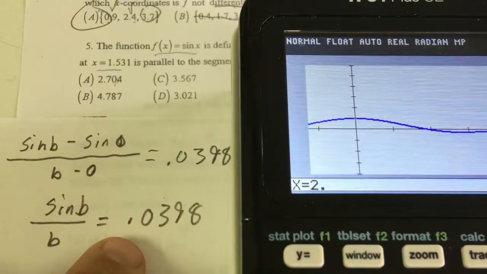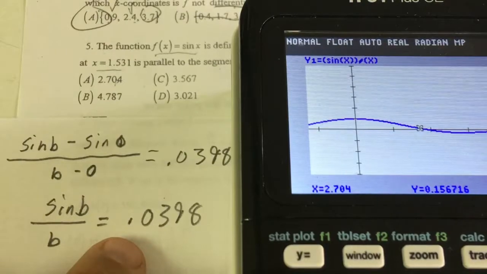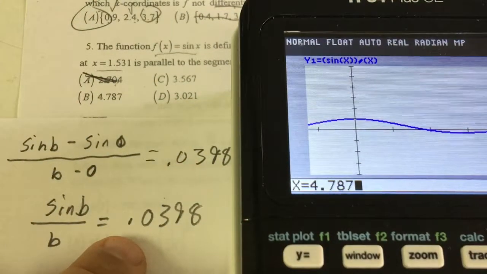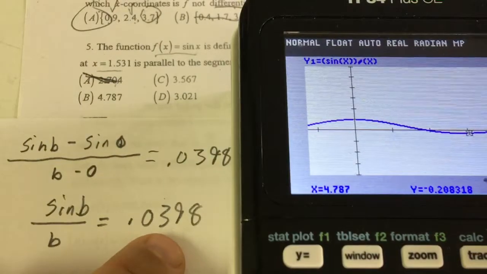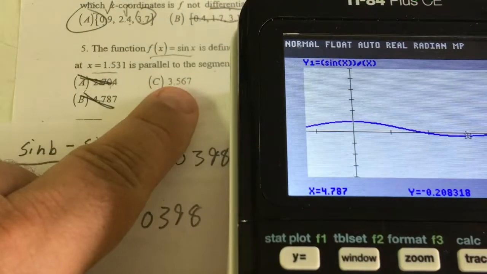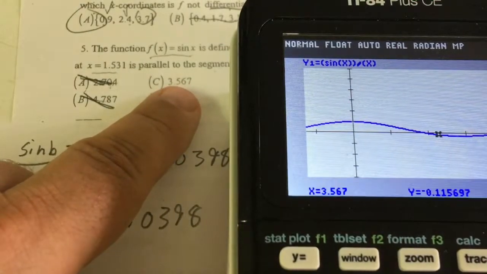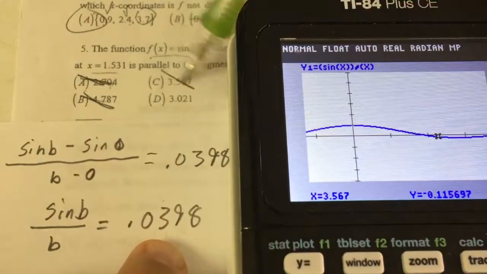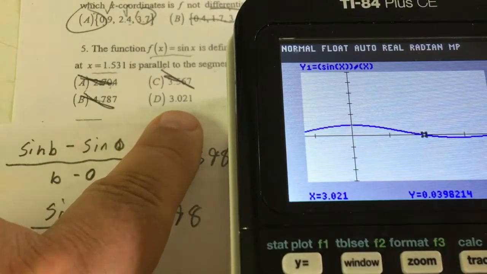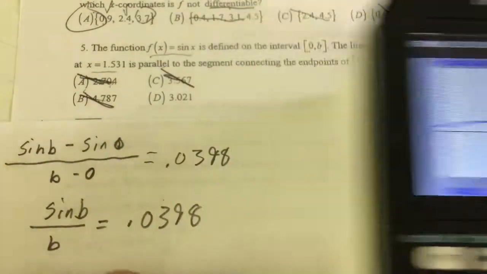So I'm going to plug in 2.704. Nope, it doesn't equal it. So it can't be A. I'm going to plug in B, 4.787. Nope, doesn't equal 0.0398. I'm going to type in 3.567. Nope, it doesn't equal 0.0398. So now I'm going to type in the last one. I hope it works, otherwise I'm doing this for nothing. 3.021. And there it is, 0.0398.